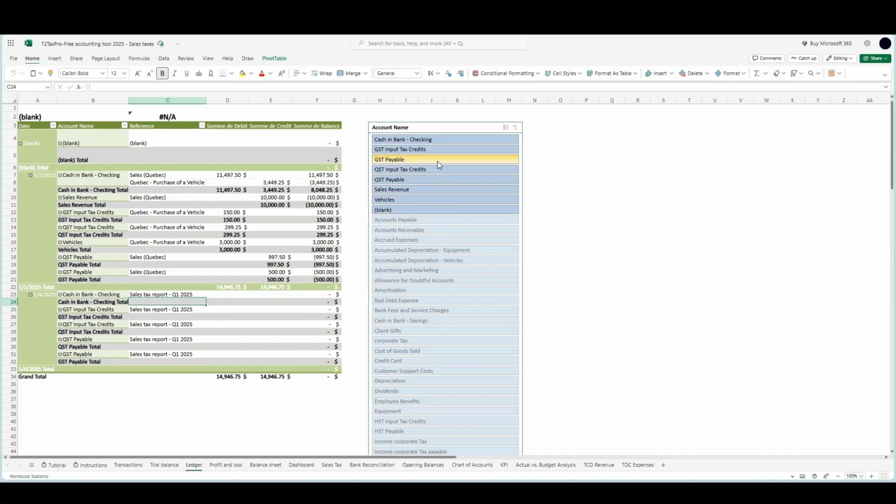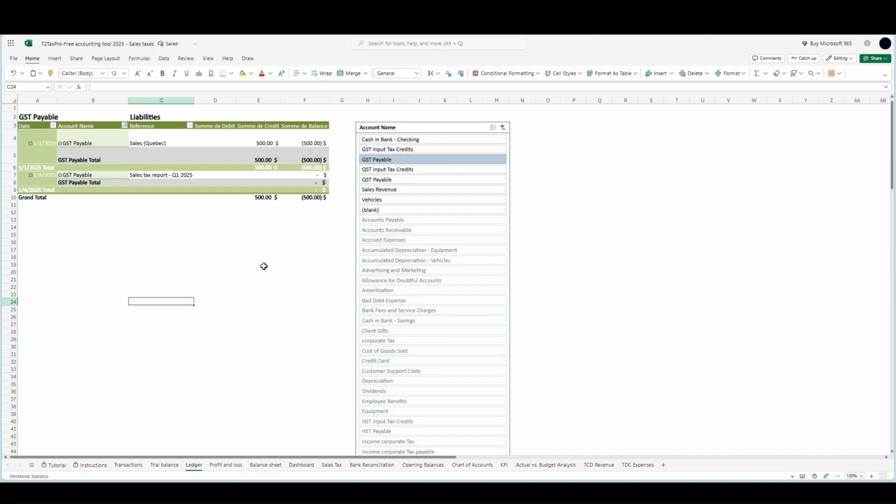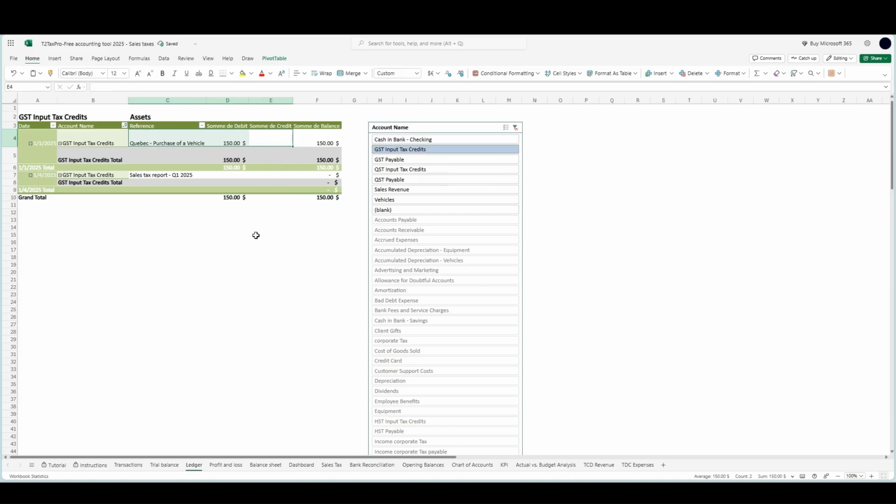We start by reviewing the GST collected on sales. In this example, we see $500 collected on the $10,000 sale. This amount is recorded under the GST payable account. Next, we examine the GST paid on eligible purchases. Here, we see the $150 paid on a vehicle purchase, which is recorded under GST input tax credits.